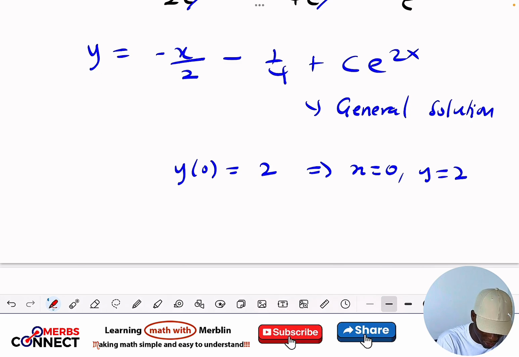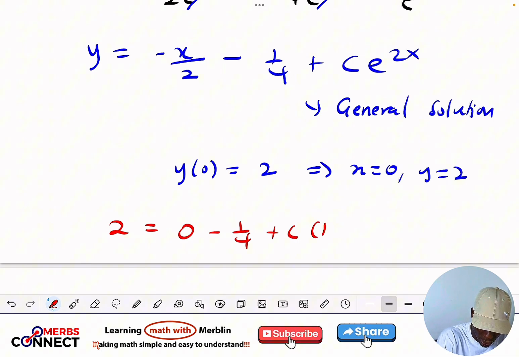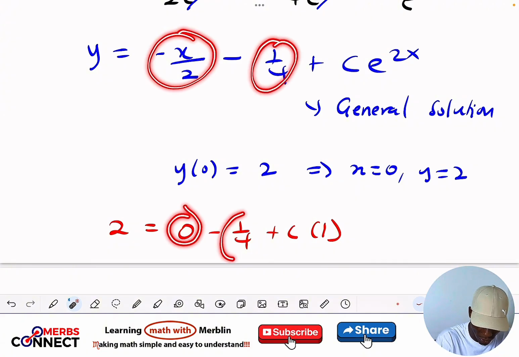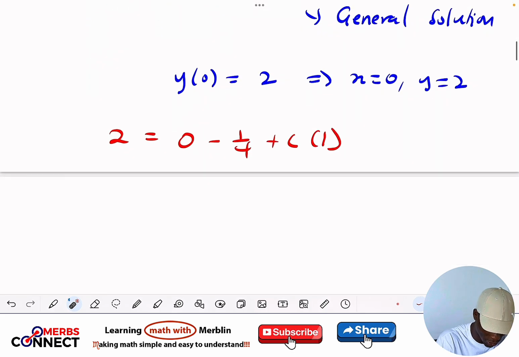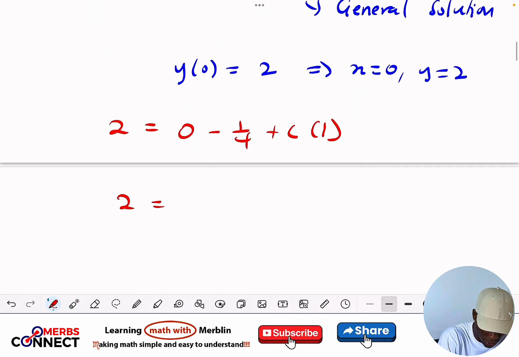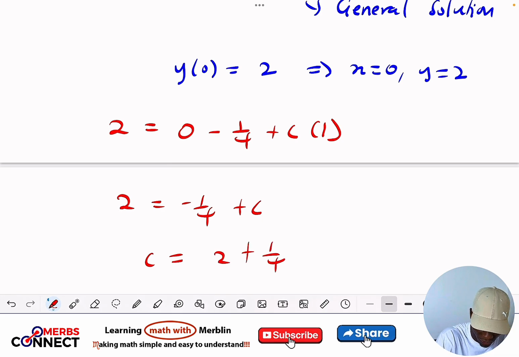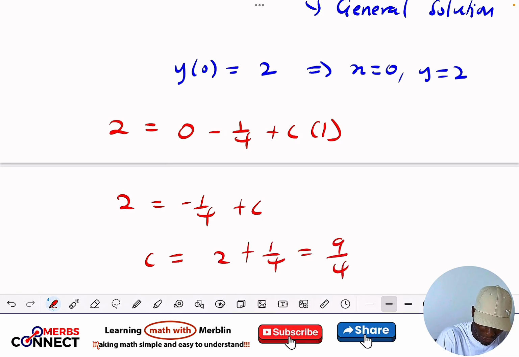So this is going to give us 2 is equal to 0 minus 1 over 4 plus c e to the power 0, which is going to give us 1. So when I plug in 0 here, this will be 0. I have this one here, and 0 here, e to the power 0 is 1. So we are going to have 2 is equal to minus 1 over 4 plus c, and c will be equal to 2 minus 1 over 4 plus 1 over 4, and this is 9 divided by 4.